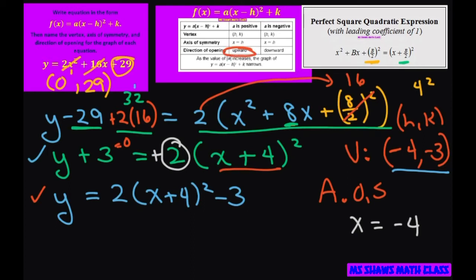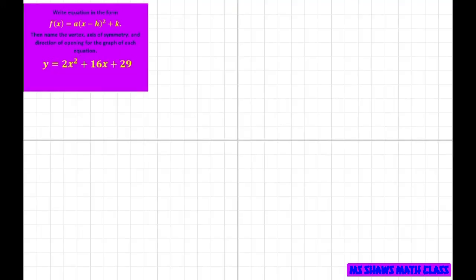So that's this part here, and it opens upward. All right. And since 2, as this 2 increases, it's going to get narrower. So that's going to help us graph. So we have negative 4, negative 3. Let's look at that. Negative 4. Negative 3.